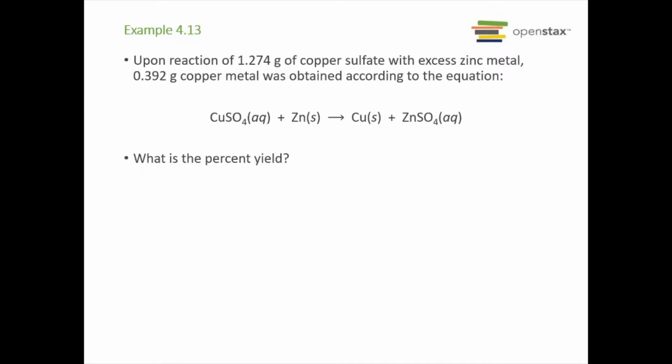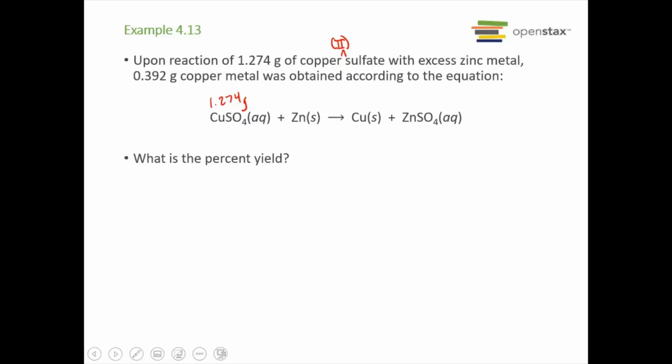So let's look at this example. Upon reaction of 1.274 grams of copper sulfate with excess zinc metal, 0.392 grams of copper metal was obtained according to the following chemical equation. What is the percent yield? So let's analyze this before I start going through the slides to solve it. We're told 1.274 grams of copper sulfate. It actually should be copper(II) sulfate. They made a mistake there.